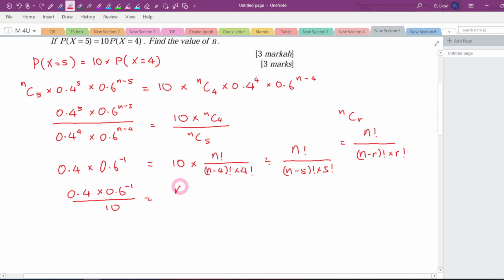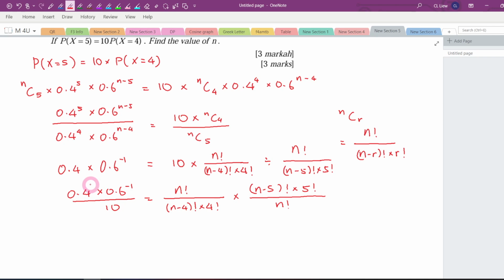And here, let me copy it again. Divide, I'm going to change it to multiply, then flip over the numerator and denominator: n minus 5 factorial times 5 factorial divided by n factorial. Okay, this one you press your calculator. 0.4 times 0.6 raised to the power of negative 1 and then divided by 10. You should be able to get 1 over 15. Now here I can simplify this too, but it still looks very complicated, right?